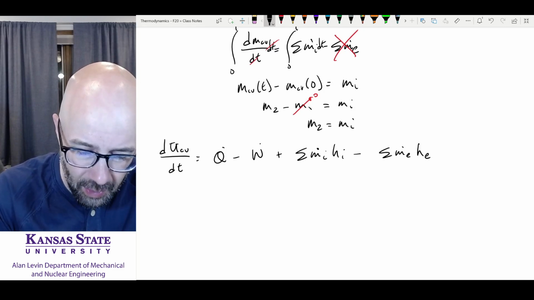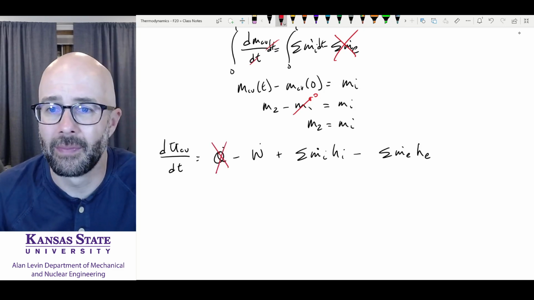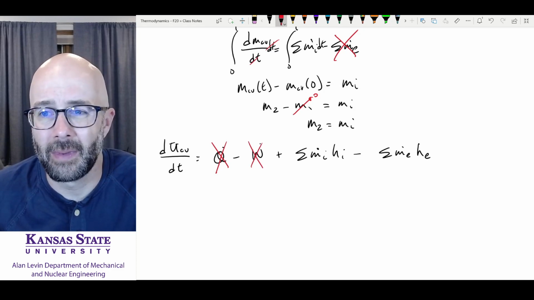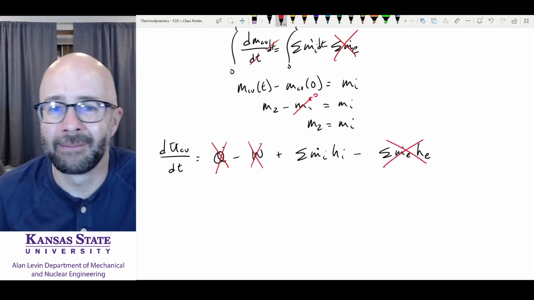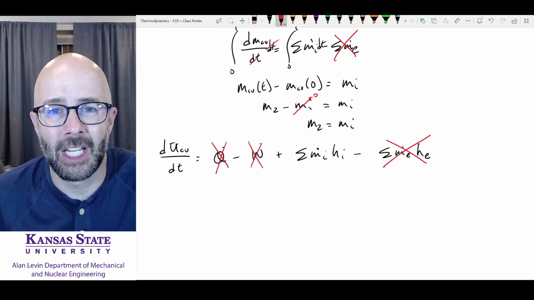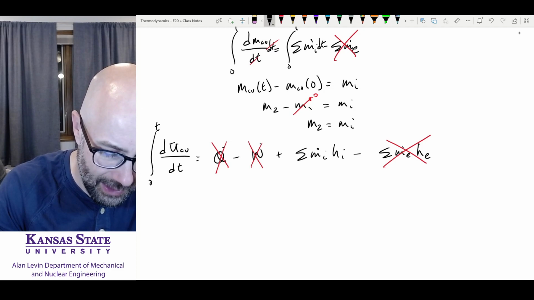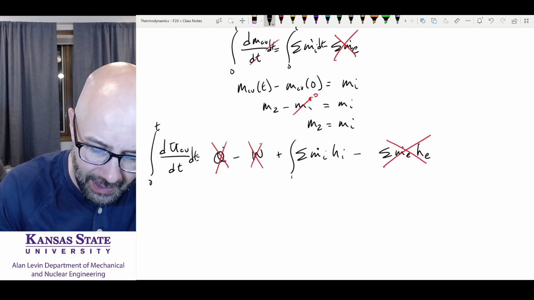We already know some things. We know that it's adiabatic. We know that there is no work. And we know that there's no mass exiting. So again, we're simplifying here before we go after it, and we're going to then integrate this from 0 to t, dt, and from 0 to t, dt.